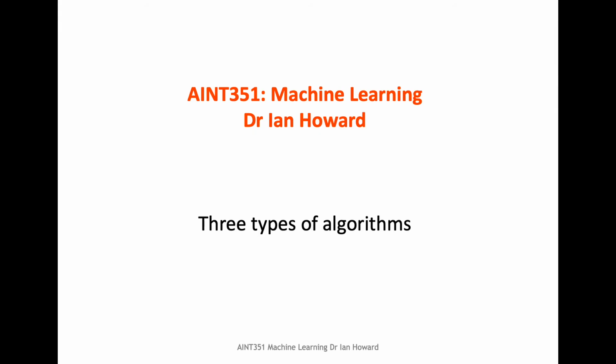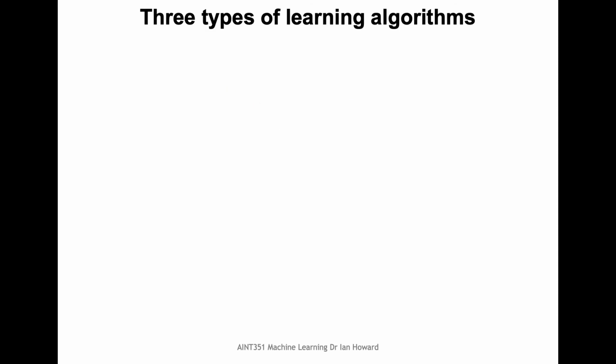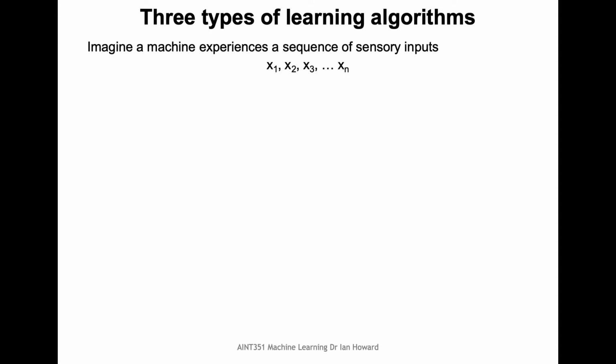So now let's consider three types of algorithms for machine learning and what the differences between these three fundamental approaches are. So first of all, imagine that we've got some data. We have a sequence, let's say, of sensory inputs coming from some kind of measurement in terms of vectors, so x1, x2, x3, and up to xn.